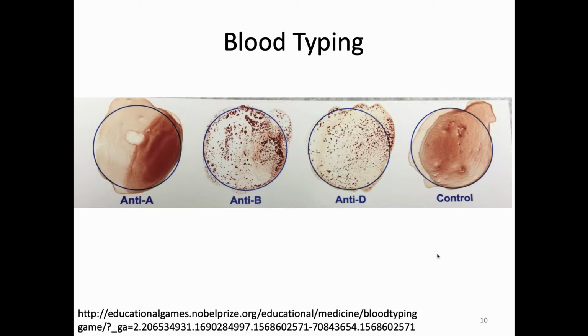So if you had O blood type or O negative, you wouldn't get clumping for anything? If I had O negative, I would get no clumping for anything.